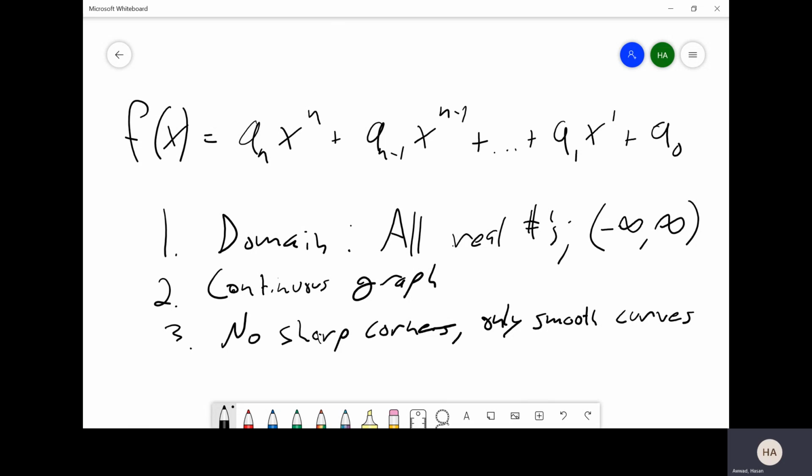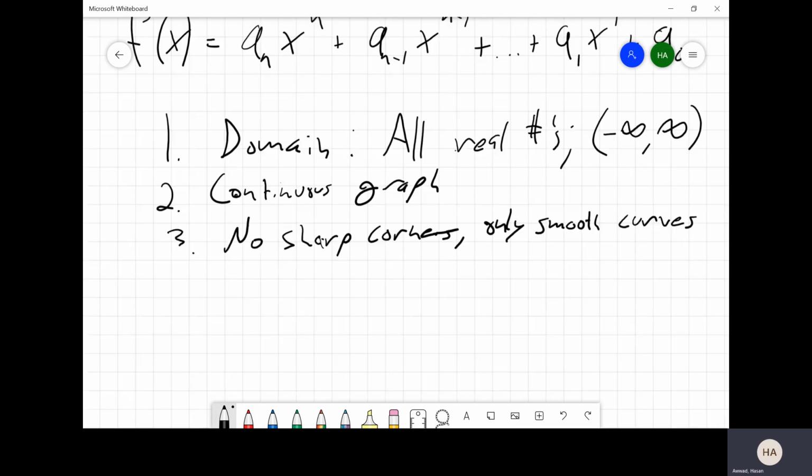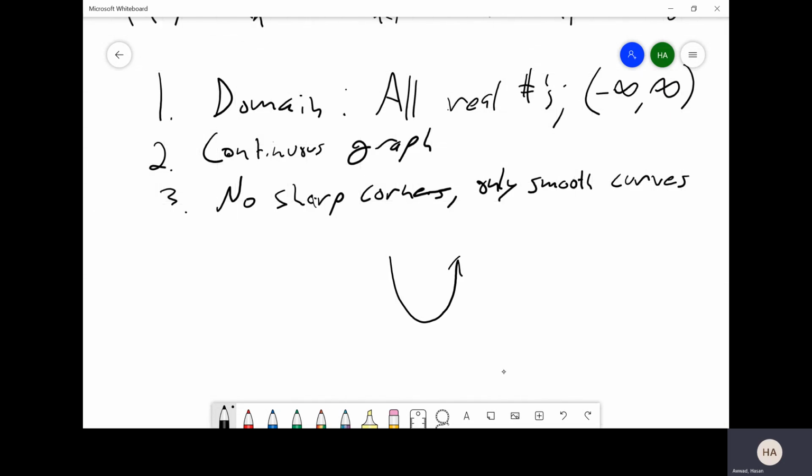And lastly, again in regards to the graph, there's not going to be any sharp corners. It's only going to consist of smooth curves. When you think of a parabola, which is this U shape, there's no point in this U shape where there are any sharp corners. There's nothing that just hits a point and then bounces right back, right?